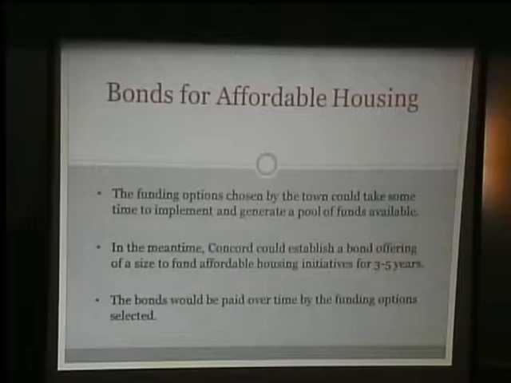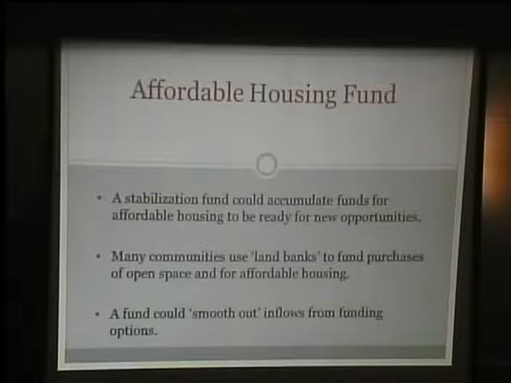But where does the money reside? Well, one area could be a stabilization fund. Another area could be an affordable housing trust fund, like other towns, like Brookline and other places in the Commonwealth employ. So I know I talked fast. I hope I didn't lose any of you.